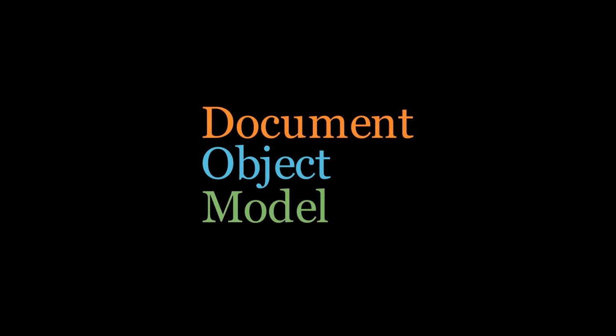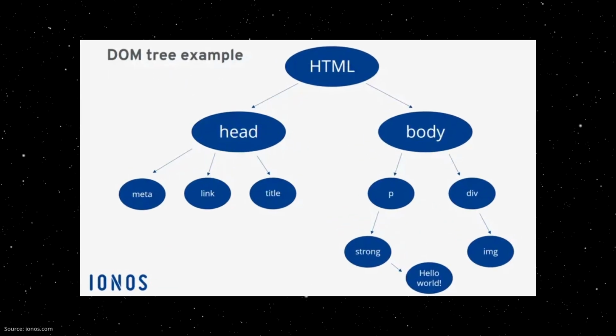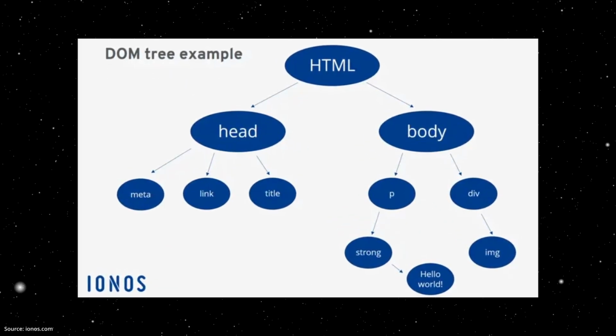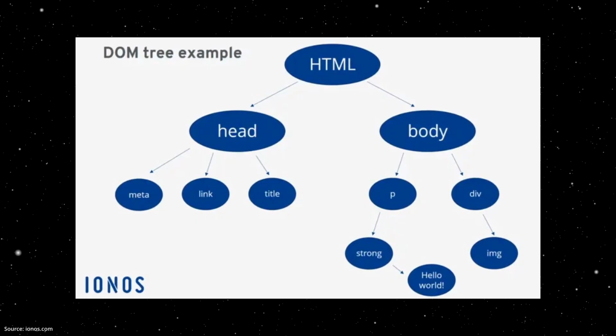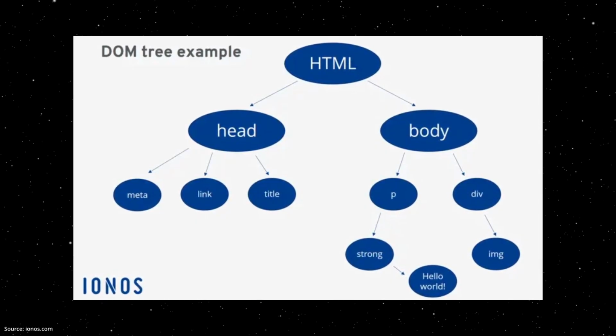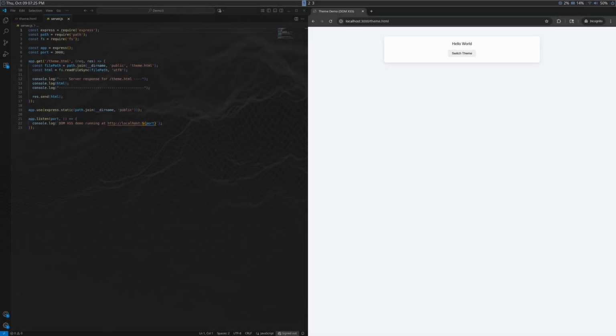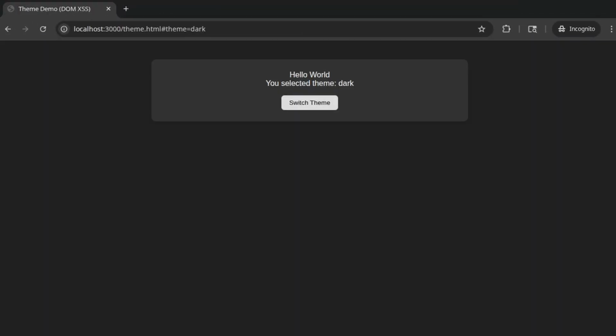Now, DOM stands for Document Object Model, and it's essentially just a tree of objects on the web page showing the hierarchical relationship between everything. Now, don't worry if that doesn't make a ton of sense. It's not super important for what we're going to be doing today. In this example, we have a simple web page that allows us to switch the theme.